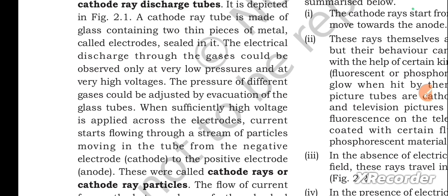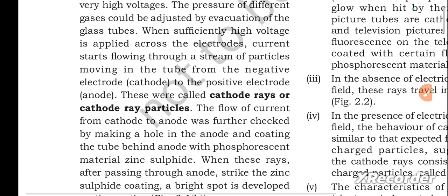When sufficiently high voltage is applied across the electrodes, current starts flowing through a stream of particles moving in the tube from the negative electrode, that is cathode, to the positive electrode, that is anode. These were called cathode rays or cathode ray particles.